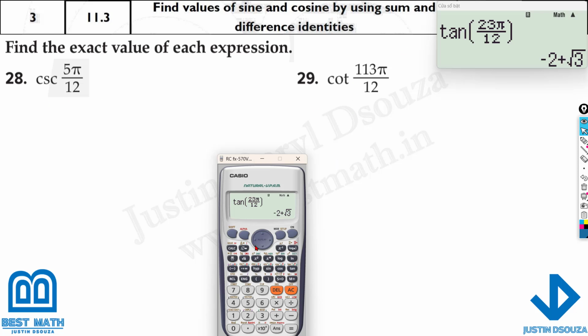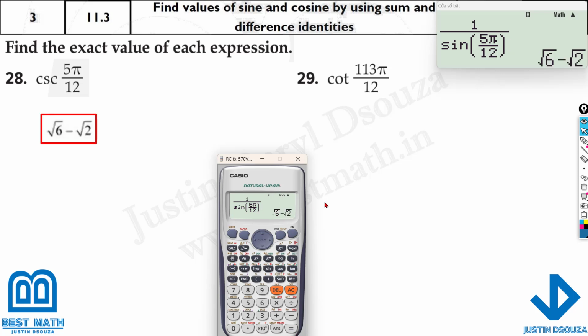Over here as well, it is cosecant. What is cosecant? It is 1 by sine. And then we have to write it as 5 pi by 12. And then close the bracket here. And it's in radian mode already, so that's just equal to, here we go.